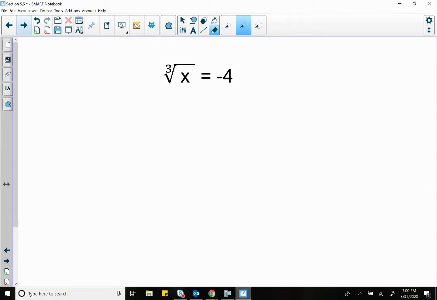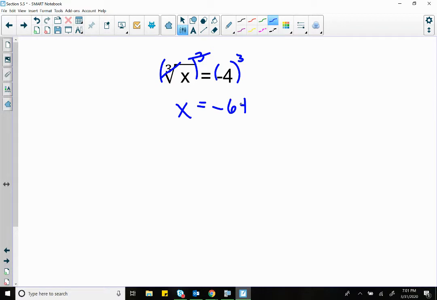Pause the video. Okay. So we already knew that this was by itself. How do I get rid of a cube root? Well, what power do I raise it to? And if you said the cube power, you are absolutely right, because cubing gets rid of a cube root. So they cancel, leaving you with x. And then if you just go to your calculator and you cube the negative 4, you should get a negative 64. Okay? You're just using your calculator to double check that information.